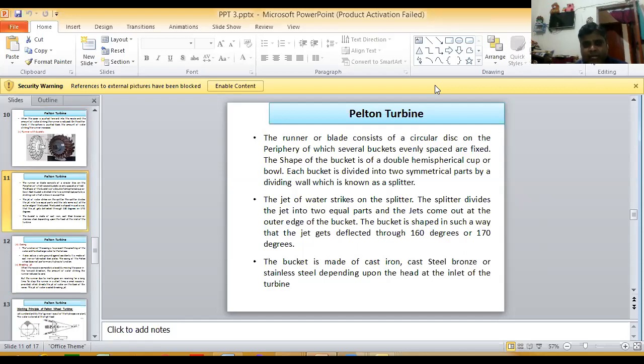The jet of water striking the splitter divides the jet into two equal parts, and the jets come out at the outer edge of the bucket. The bucket is shaped in such a way that the jet gets deflected through 160 degrees to 167 degrees.